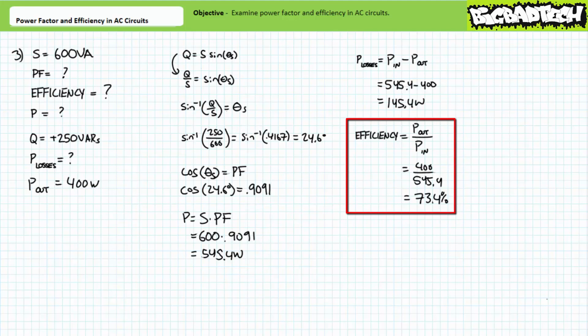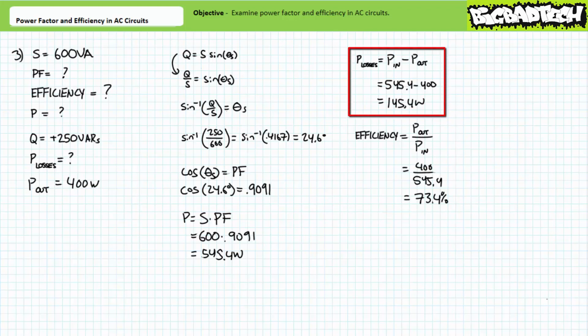Given 400 watts of real power output implies this system has a 400 over 545.4, or approximately 73.4% efficiency, and approximately 145.4 watts of power is considered a loss.